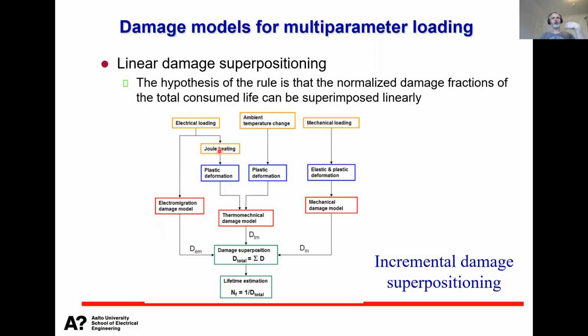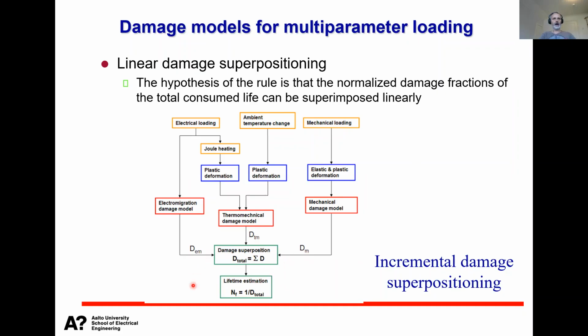Because of high local current densities, the local temperature increases, which causes plastic deformation. It is basically a similar type of damage to what high operational temperature causes. So you have two different plastic deformations, and then you sum these up. You have your electromigration or electrical damage, your thermal damage, and your mechanical damage, and the total damage is a sum of all these damages from different sources.